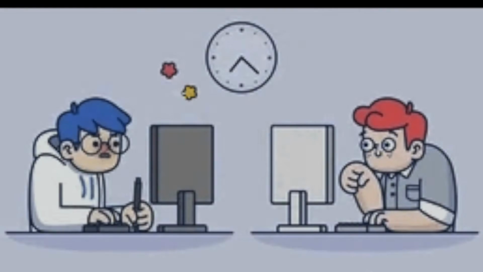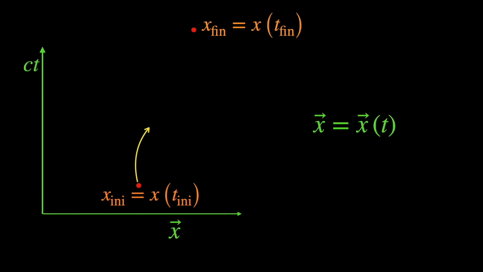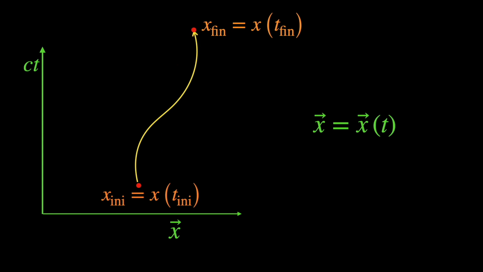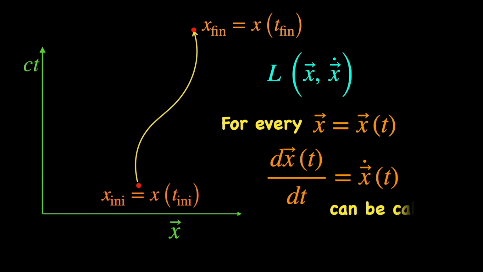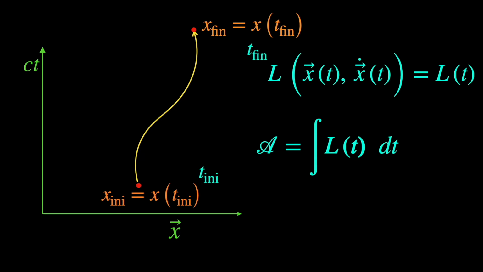Anyway, if you have been a regular to this channel, you already know that position as a function of time represents a trajectory and different functions mean different trajectories. Since the Lagrangian is a function of x and x dot, for every possible trajectory function x of t, we can calculate the corresponding x dot as a function of time and then substitute both the functions in the Lagrangian to make it an explicit function of time. Now, the time integral in the action can be carried out between the limits set by the initial and final time.